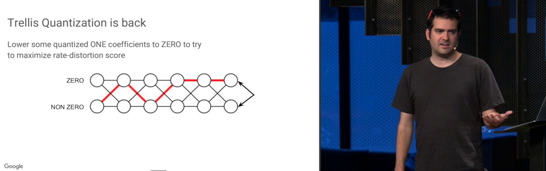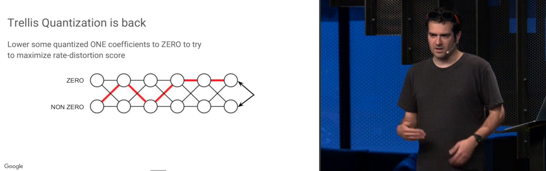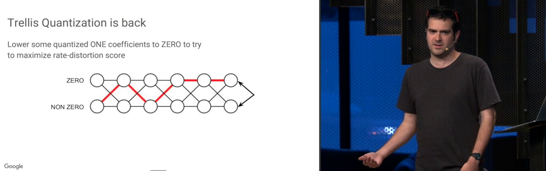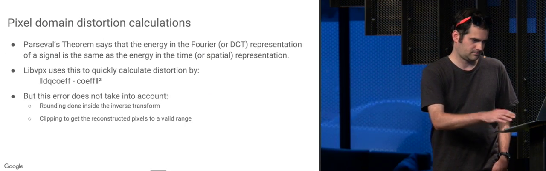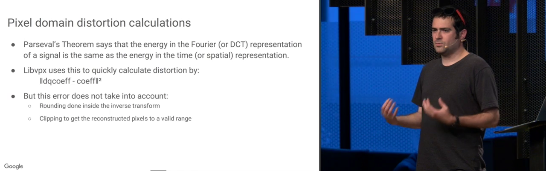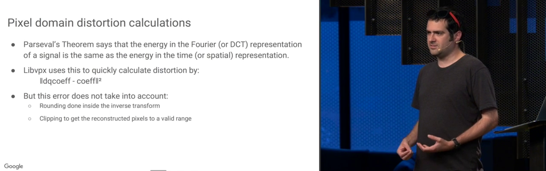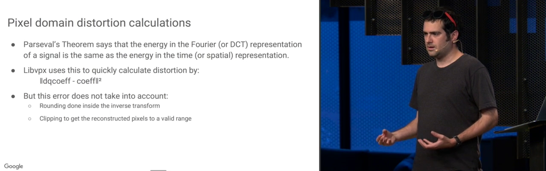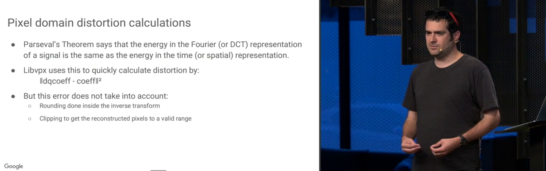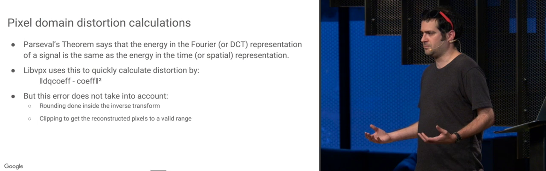So we've done this to help squeeze a lot of extra rate out of the videos at our highest efficiency settings. We've also, at our highest compression settings, shifted the distortion calculation, that's sort of our error, back from the transform domain to the pixel domain.